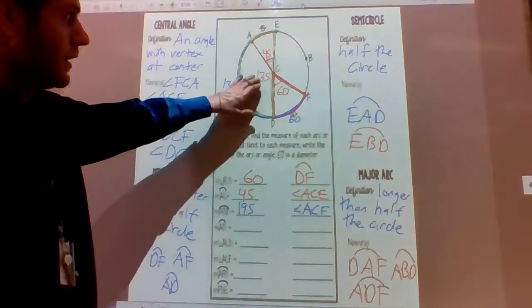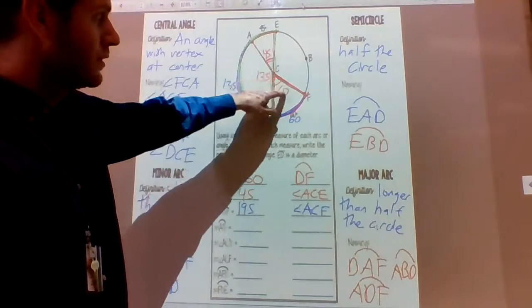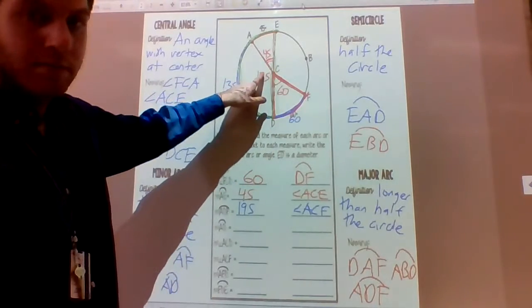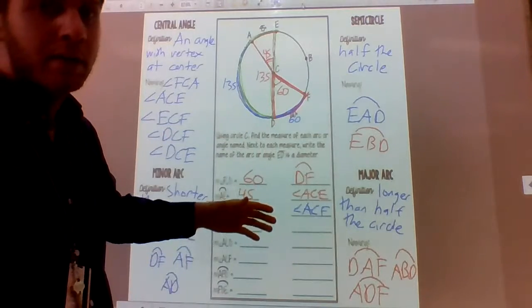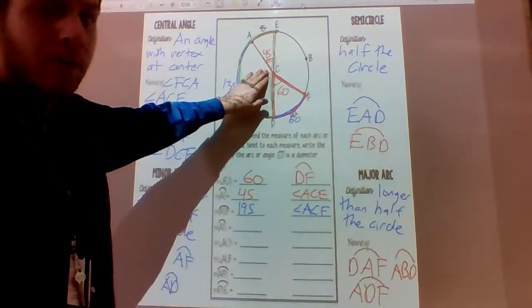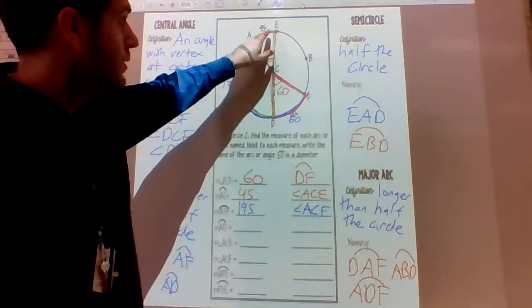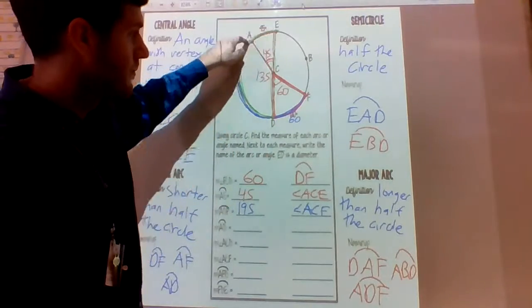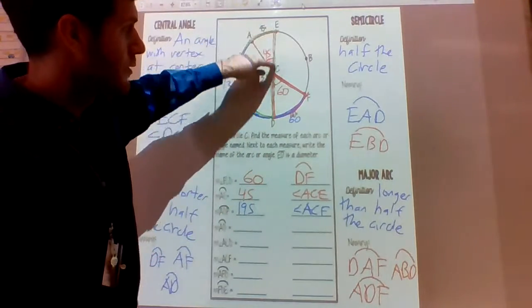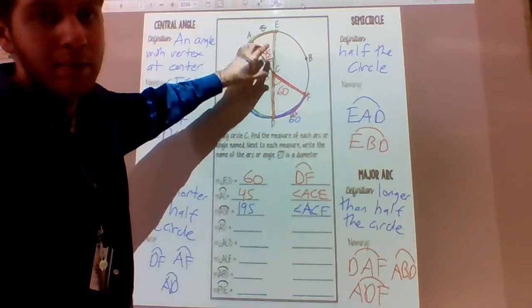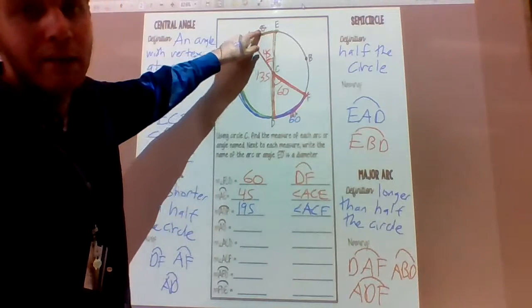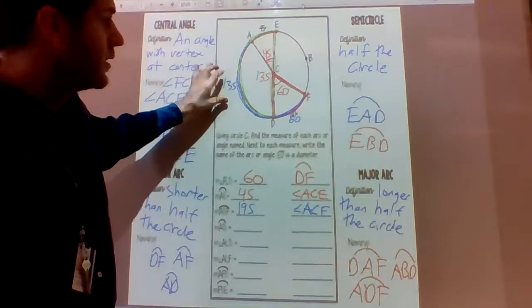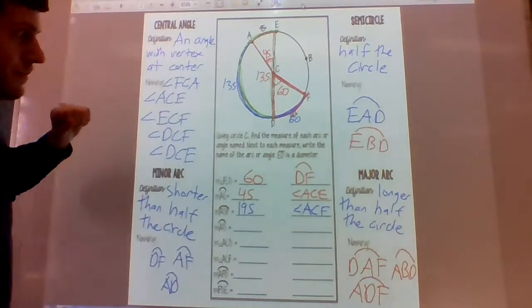So again, to find this, we had to add these two angles together, or these two arcs. You can think about it either way. We didn't know this one, but we could find it because we knew this was half a circle. We knew this was the diameter, so it was a straight line. So 180 minus 45 got us 135.